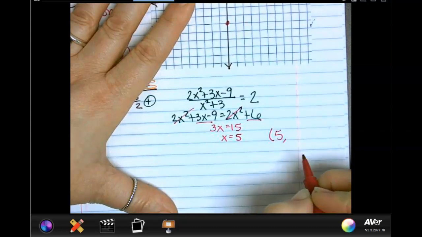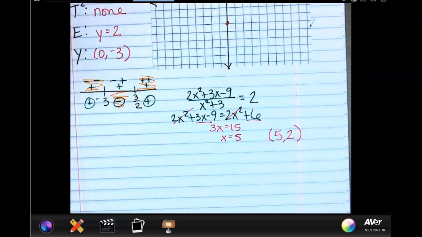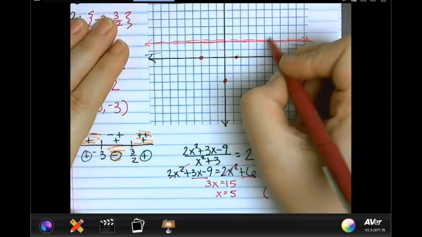What's my y value? 2. How many times is my function going to cross the asymptote? Once, because I only got one answer here. So now I go to 5, 2, 1, 2, 3, 4, 5, 2, and this is where we're going to cross.